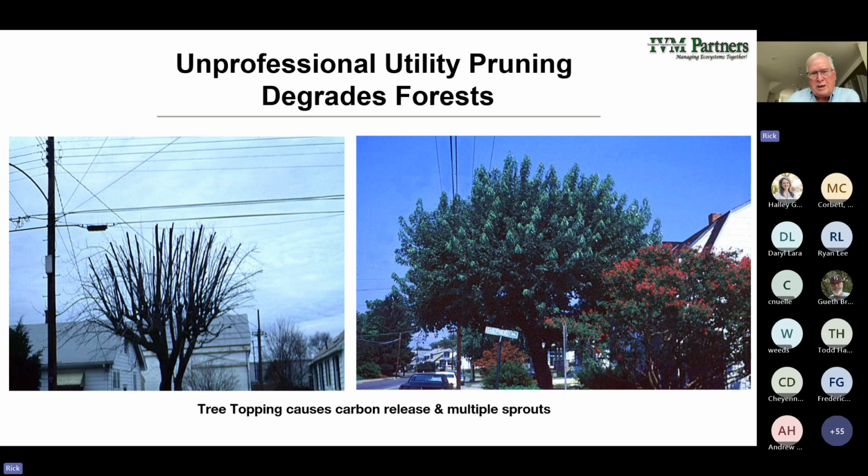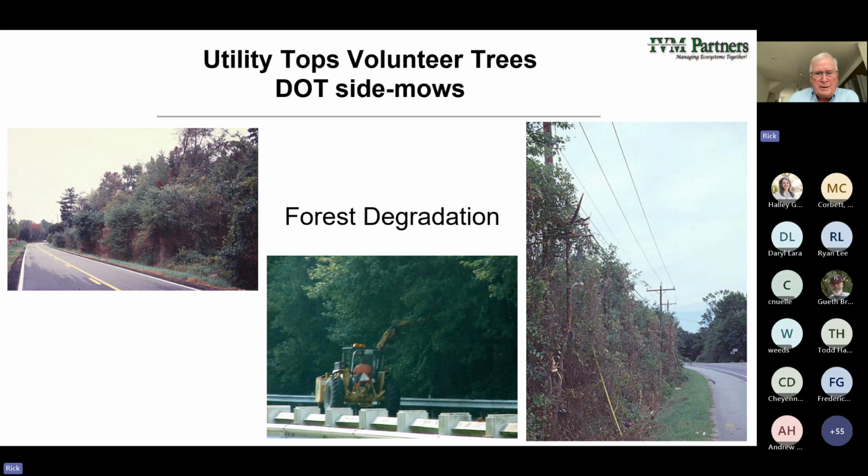So I show this slide because some utilities are still not pruning properly. And so instead of the trees sequestering carbon, they're releasing it, especially when you take wooded sections that the utility will top, even though they have a right-of-way that they originally cleared. And then for sight distance, the highway department will come along and set their mowers on side, and then basically we're butchering the trees from the top and the side.